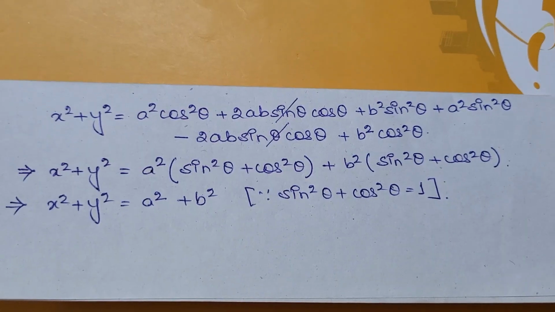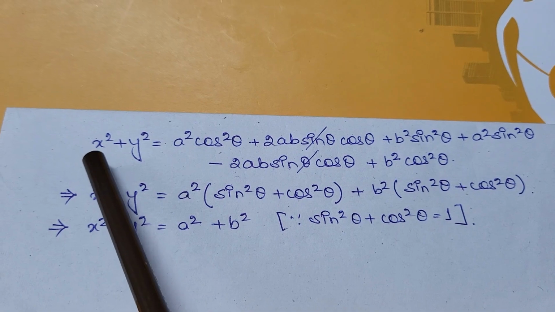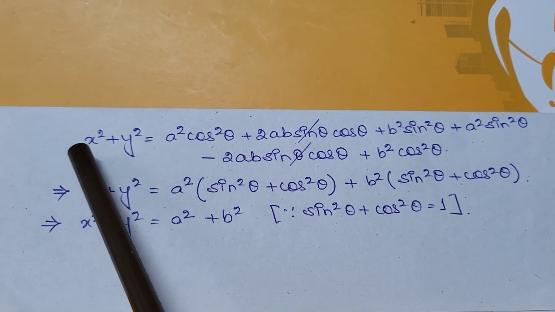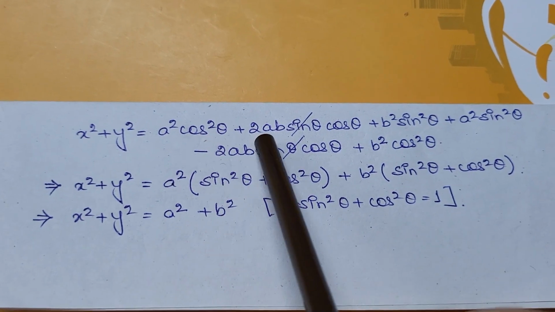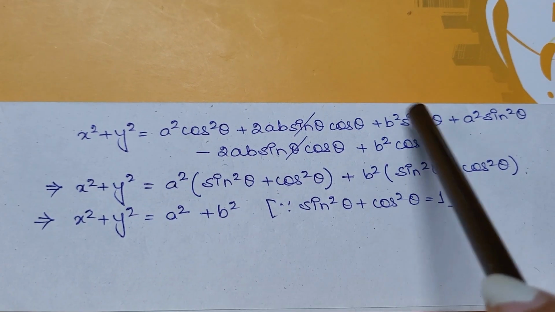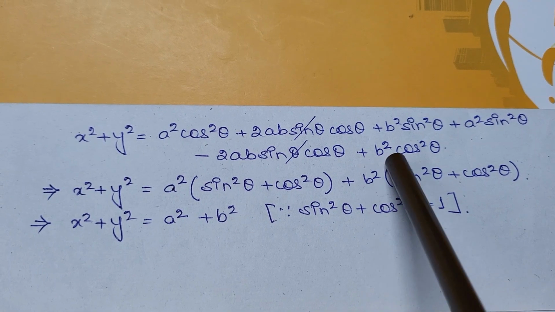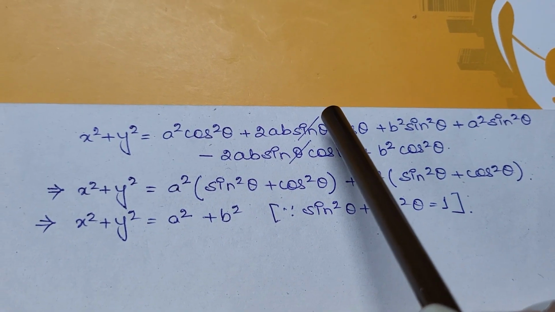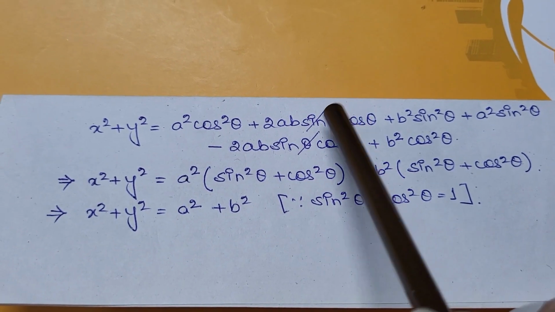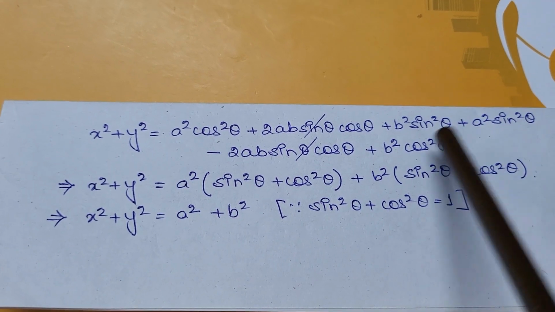Since we are adding up, we are doing x square plus y square. So we put the values of x square and y square and add up. x square was a square cos square theta plus 2ab sin theta cos theta plus b square sin square theta, and y square was a square sin square theta minus 2ab sin theta cos theta plus b square cos square theta. On adding, these two terms get cancelled out and we are left with these four terms: 1, 2, 3 and 4.